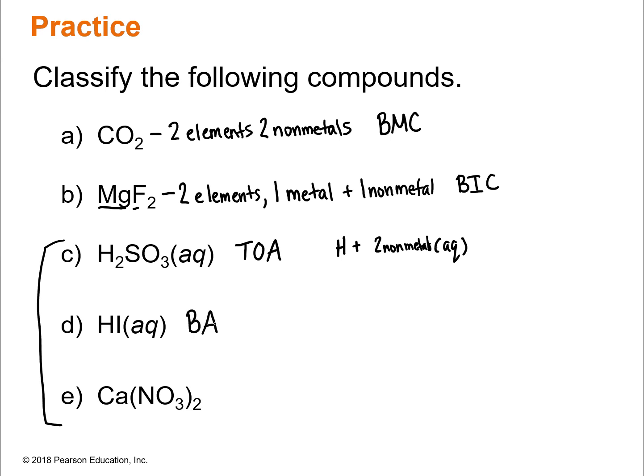This one's a binary acid. You have the hydrogen plus the nonmetal. And E, what did we get for that? It's a ternary ionic compound. We've got that metal plus the two nonmetals.